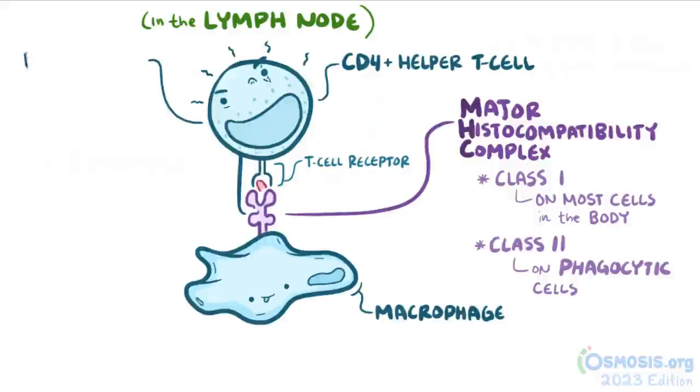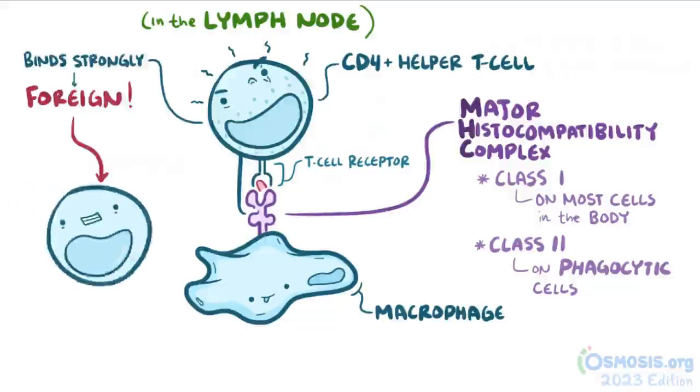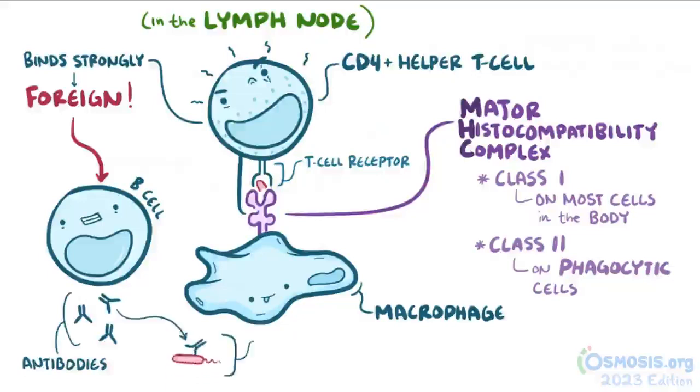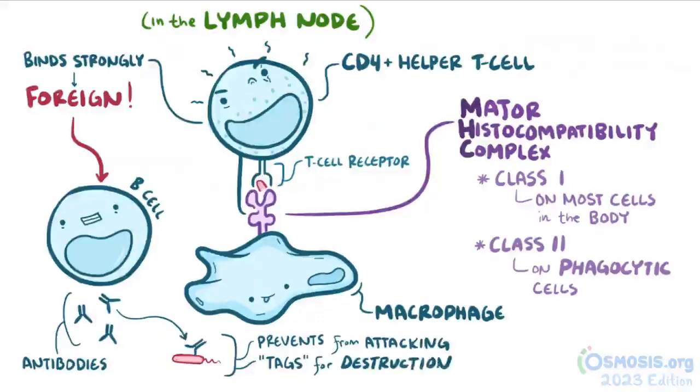If the helper T cell binds strongly, the antigen is recognized as foreign, and the helper T cell switches on the corresponding B cell, so it can start producing a whole lot of antibodies. These antibodies bind to the specific pathogen, and typically prevent it from attacking the host cells, and at the same time they tag the pathogen for further destruction by other immune cells.